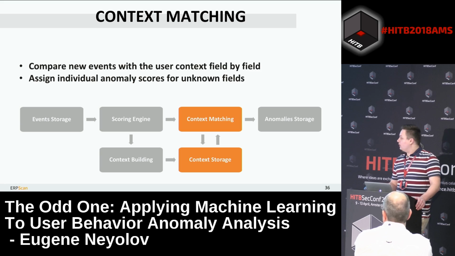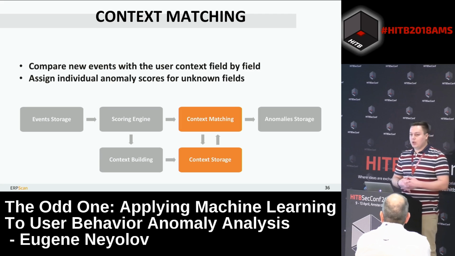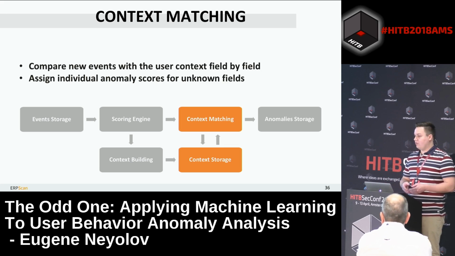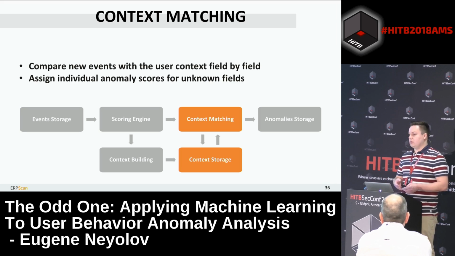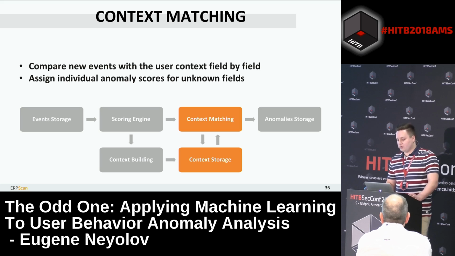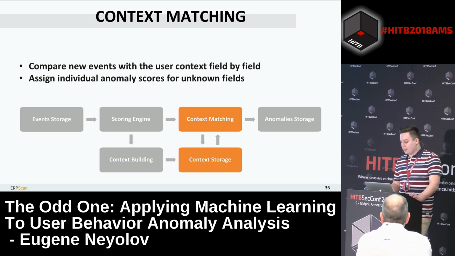And finally, the anomaly detection itself is based on context matching. So when a new event happens, it must pass through some matching checks. It means we compare every new event with the user context field by field. Like we have the new event with this IP address, and we check whether the user has this IP address in the list of whitelisted IP addresses. It's pretty simple but efficient, and every mismatched field gets an error score.